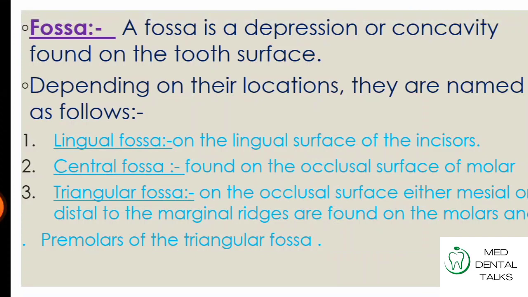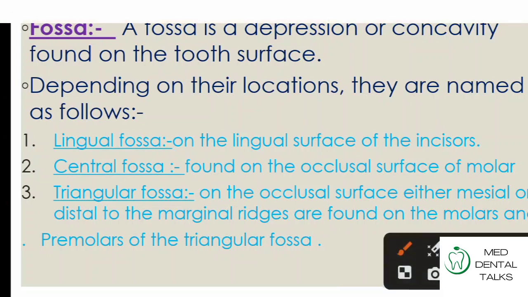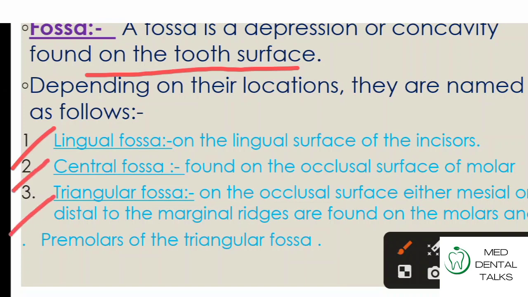Now, fossa. Fossa is a depression or a concavity found on the surface of a tooth. Depending on their location, they are named as lingual fossa, central fossa, and triangular fossa. On the lingual surface of the incisor, lingual fossa. Central fossa is found on the occlusal surface of molar.